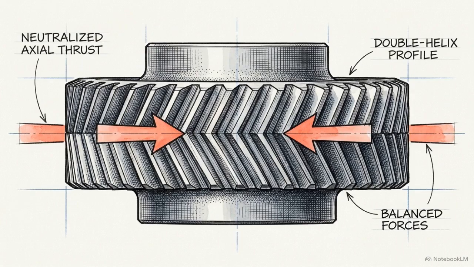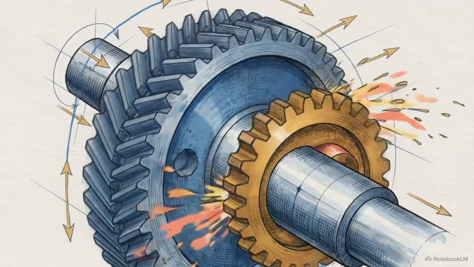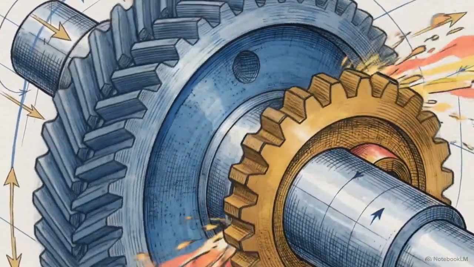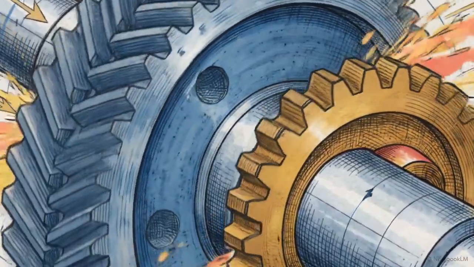To cure the axial thrust problem without sacrificing the quiet operation of the helical design, we look to the herringbone gear. This is a double helical gear. It features two opposing tooth angles mirrored directly on a single face. Because the angles are opposed, they generate equal and opposite lateral forces that perfectly cancel each other out. With the thrust mathematically neutralized, the herringbone design operates as the absolute standard for extreme, heavy-duty power transmission.